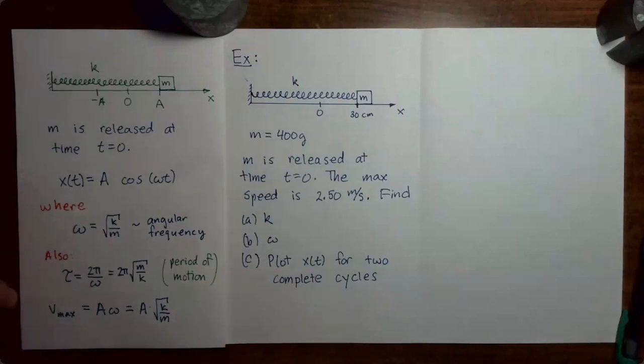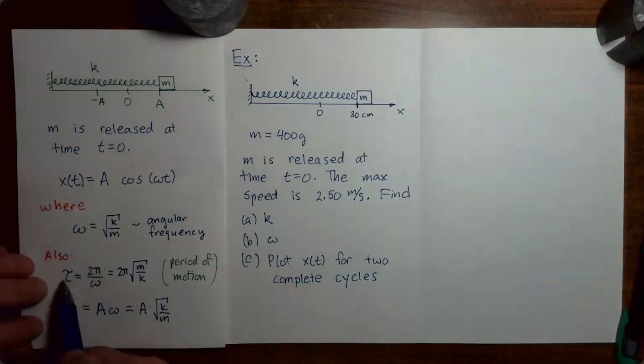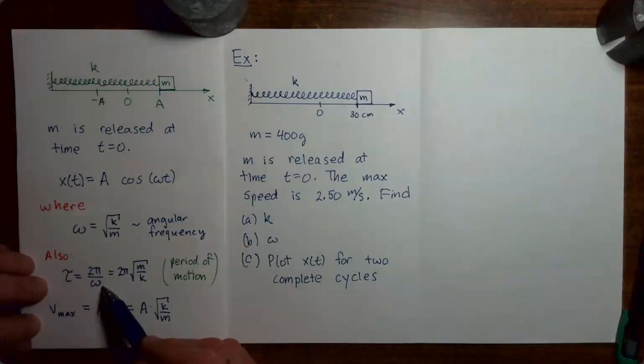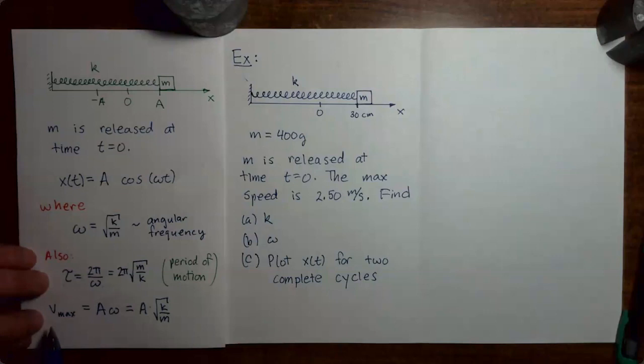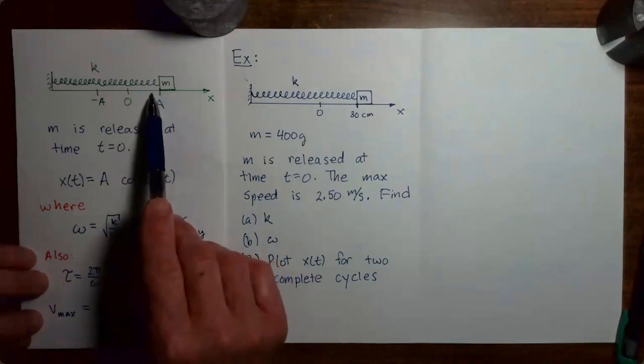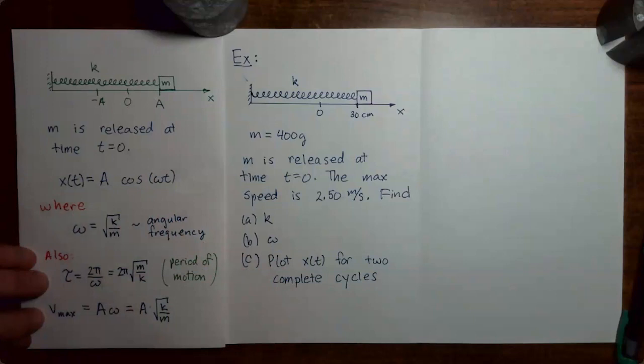Other things that we have already seen in this module are the period of the motion. The period of the motion is given by 2 pi divided by the angular frequency. It is equal to 2 pi times the square root of the mass divided by the spring constant. We have also seen that the maximum speed of the mass occurs as the mass passes through the equilibrium position. That maximum speed is given by the amplitude multiplied by the angular frequency, or equivalently by the amplitude multiplied by the square root of the spring constant divided by the mass.